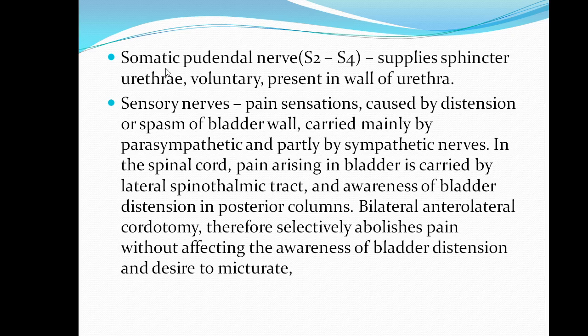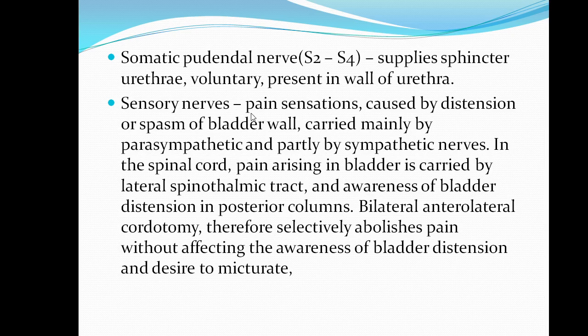The somatic pudendal nerve, root value S2 to S4, supplies the sphincter urethrae. It is voluntary, present in the wall of the urethra. The pudendal nerve has a voluntary control on micturition.